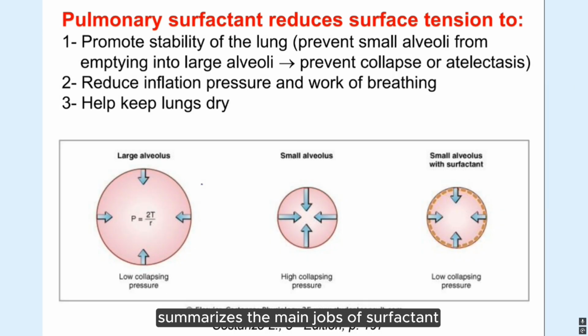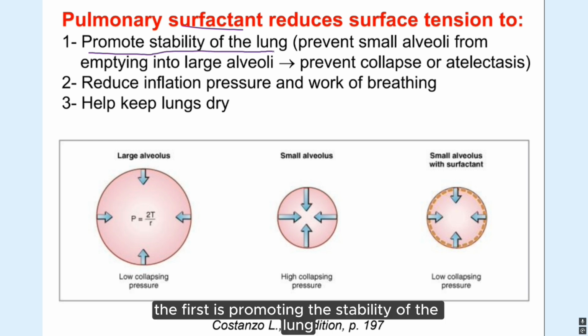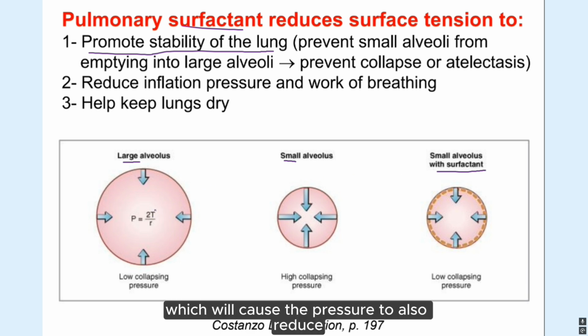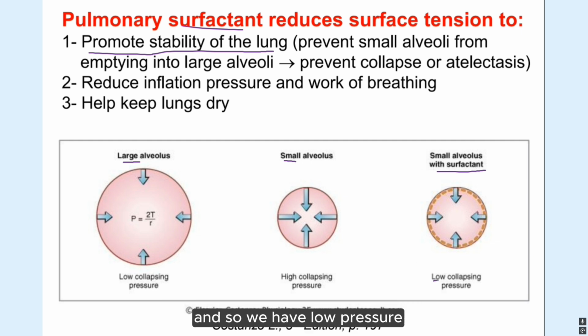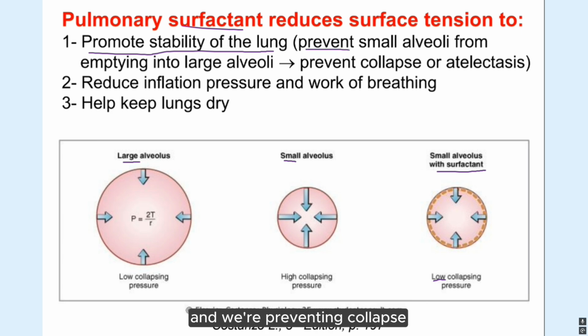So this slide basically summarizes the main jobs of surfactant. The first is promoting the stability of the lung. This is what we've covered before with the law of Laplace. You can see that in the large alveoli, because they have a large radius, they have a decrease in pressure. But in a small alveoli without surfactant, because they have less radius, they will have higher pressure, which will cause it to collapse. But if we add surfactant, we are reducing the surface tension, or T, which will cause the pressure to also reduce, and so we have low pressure as a result. This means that we are promoting stability and preventing collapse.